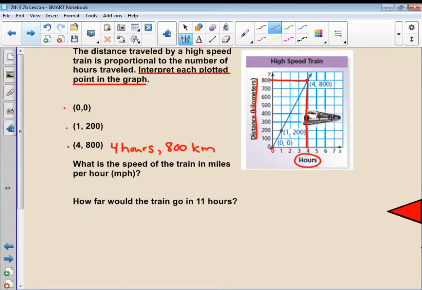So then this next one is the same concept. Our 1 is representing our hours, so 1 hour. I could travel 200 kilometers. And then my (0, 0), well, would be at 0 hours. I would travel 0 kilometers. So that's interpreting what each of those plotted points means.